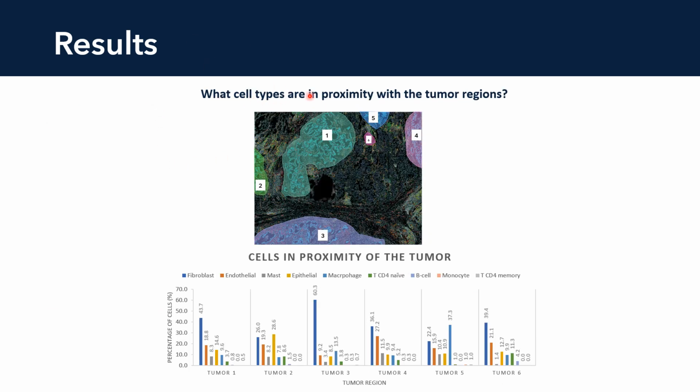Then, what cell types are in proximity with the tumor regions? We found 6 different tumor regions, and we studied the cell types that were in proximity with these tumor regions to see which cells we have in greater quantity. In most of the cases, we can see that fibroblast was the cell with the higher proportion around the tumor tissue, except in tumor 5, where we can see macrophage is higher. This is the region tumor 5.